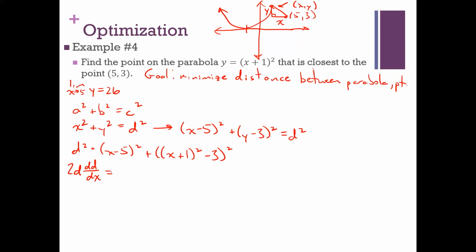All right, so right-hand side, how's this derivative going to look? I believe this one's just 2 times x minus 5. And this one's going to be a little more complicated. 2 times x plus 1 squared minus 3, times the derivative of the inside, which is going to be 2x.